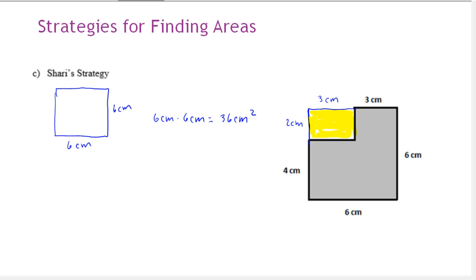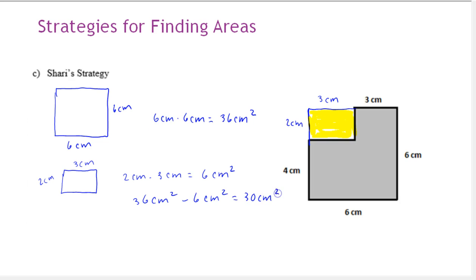So now let's look at this piece. Well, this was 2 centimeters times 3 centimeters, which gives us 6 square centimeters. So then Shari said, I'm going to subtract the 6 square centimeters from the 36 to get this resulting amount. And this corresponds to our previous result. And we're going to call this a subtracting strategy.